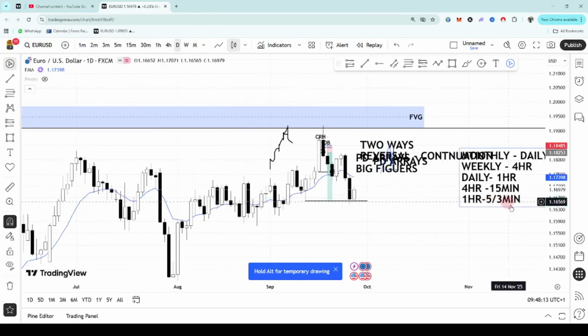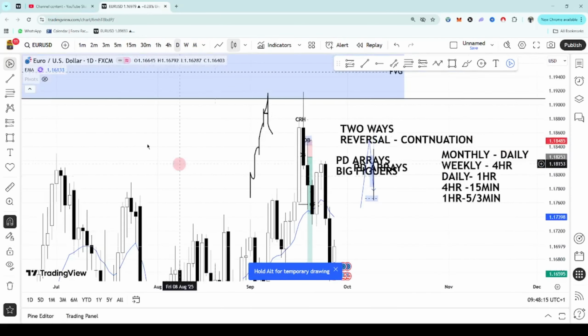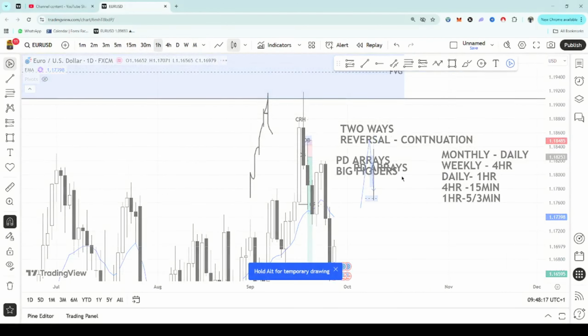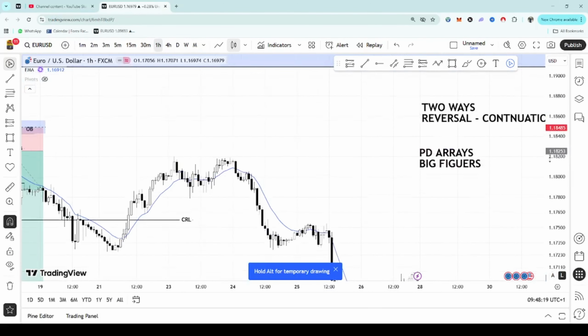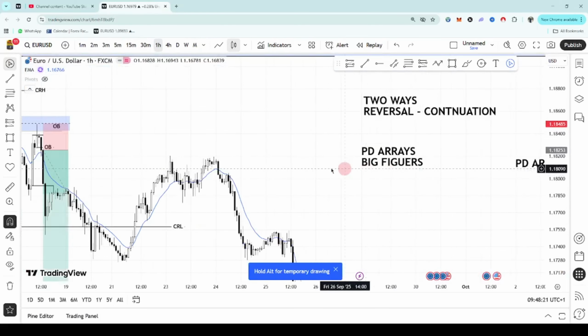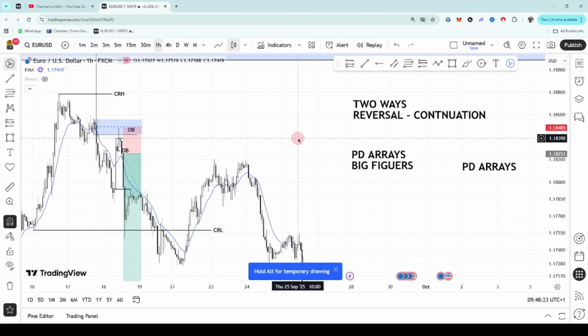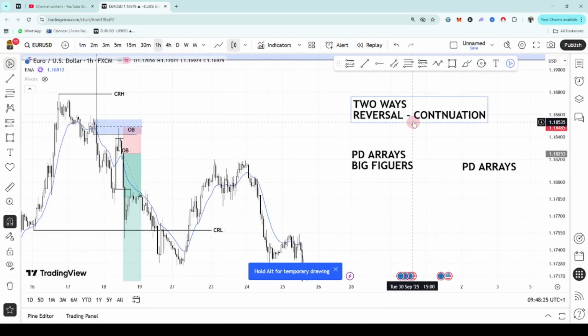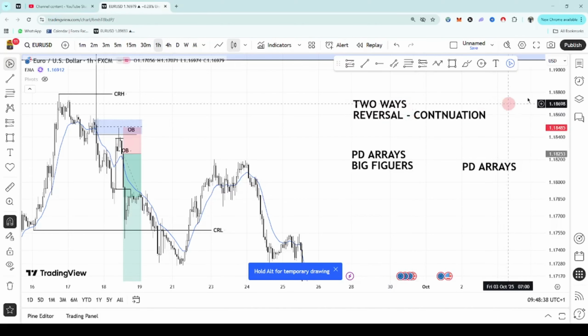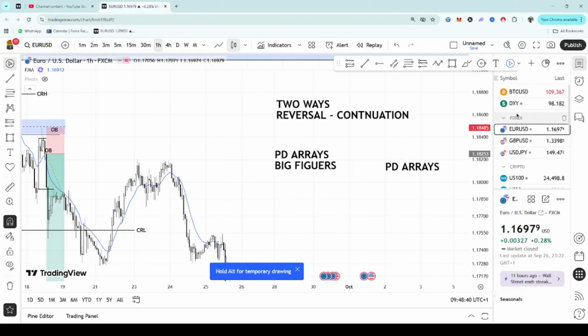All right, now those things are very important. Now I do not want to make this video long, but keep in mind, if you want to trade reversal CRTs, you have two main things to identify. First, which PD array are you expecting price to reverse from? Is it a big figure or is it a key level, maybe coming from the higher time frame?